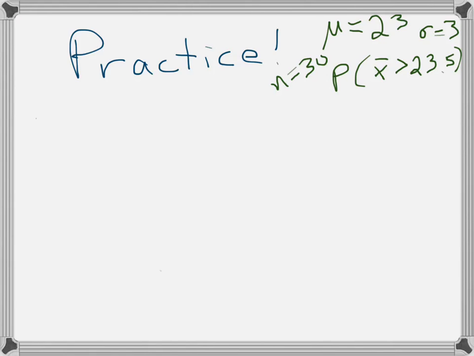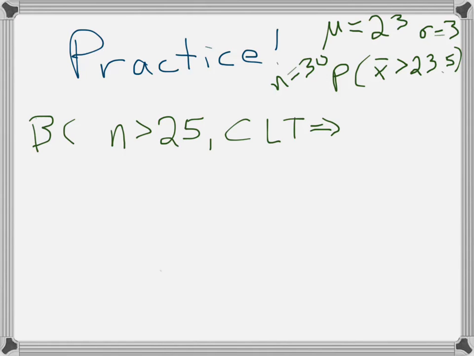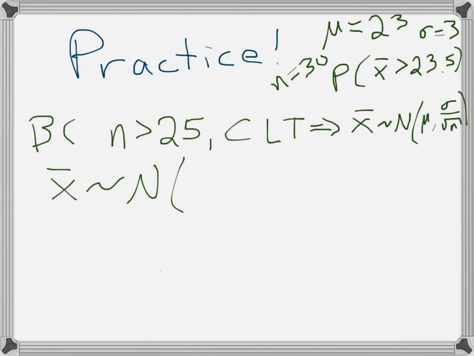First thing I want to do is say, because n is greater than 25, I can use the central limit theorem, which implies that x bar is approximately normally distributed with the center mean and sigma over square root n. So x bar is approximately normally distributed, with a center of 23. Now the standard deviation changes to 3 over square root 30, which equals 0.55 approximately, rounded to 2 decimal places.